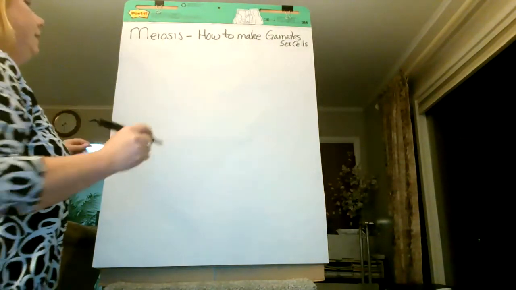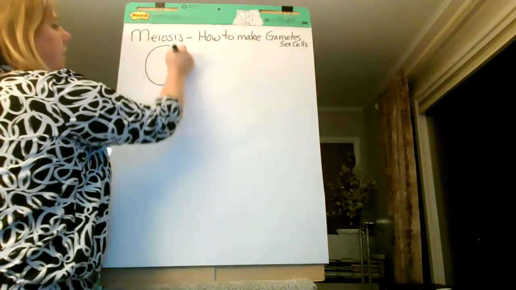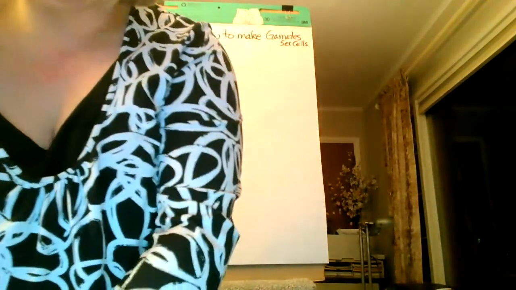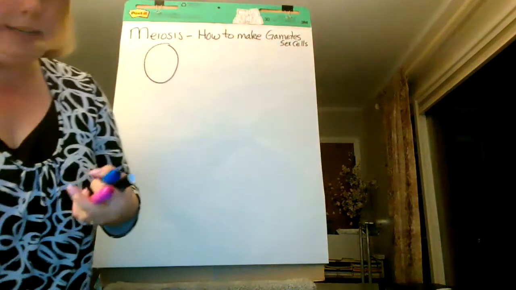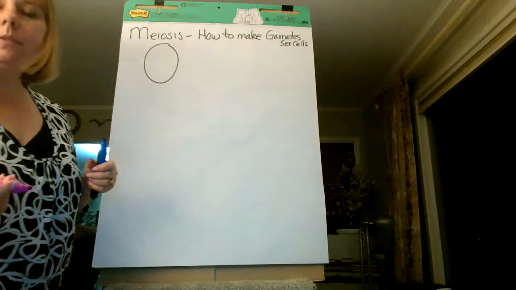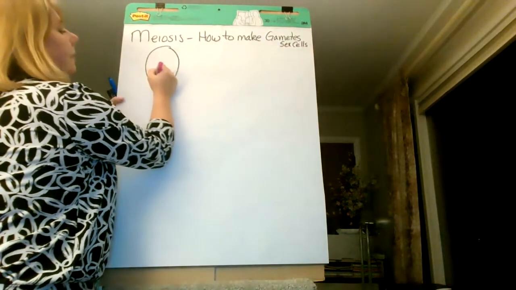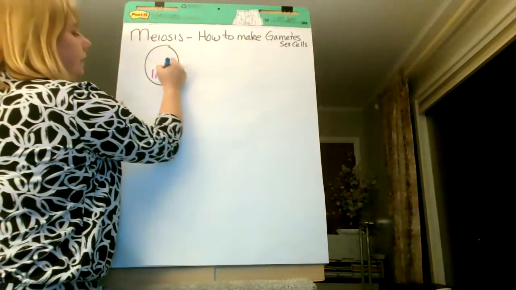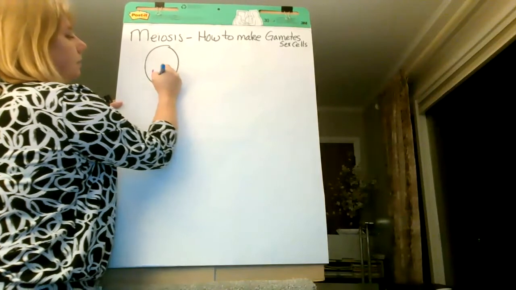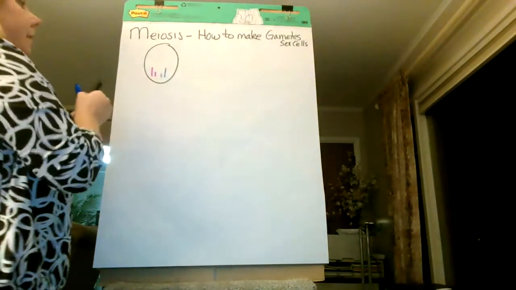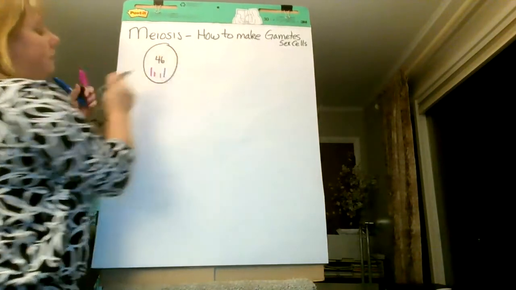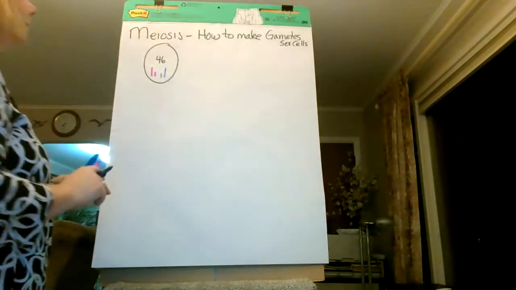So, we start out with your cell. And in your cell, we have 23 chromosomes from your mom. Okay, I'm gonna just depict 2. And you have 23 chromosomes from your dad. And 23 plus 23 is equal to 46 chromosomes.